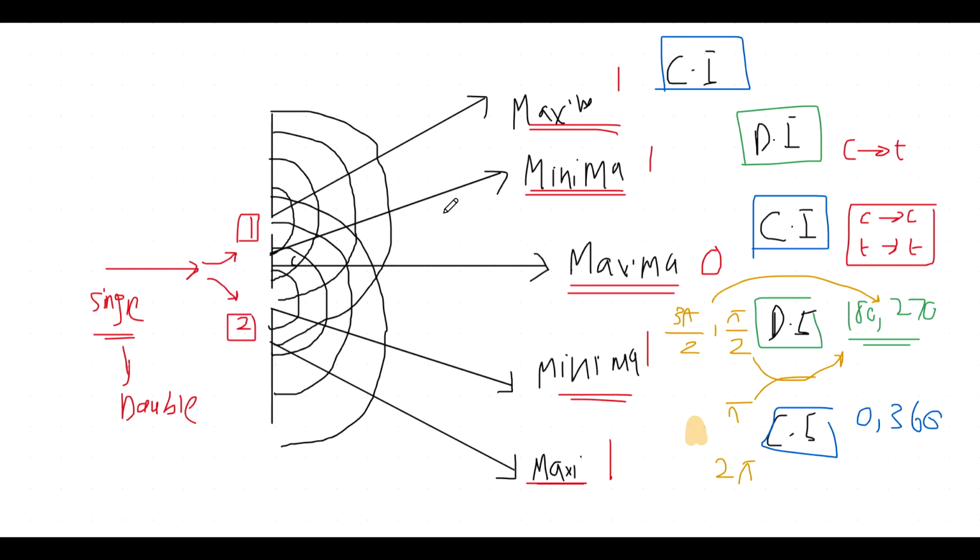Okay, good. Is it clear? Alright. Now let me show you the double slit experiment and we'll see how this interference pattern is caused. Interference, diffraction.